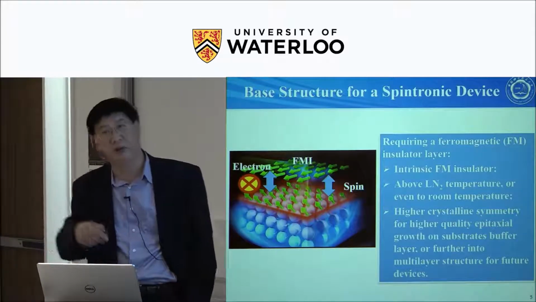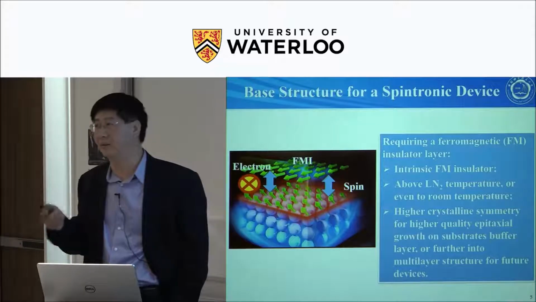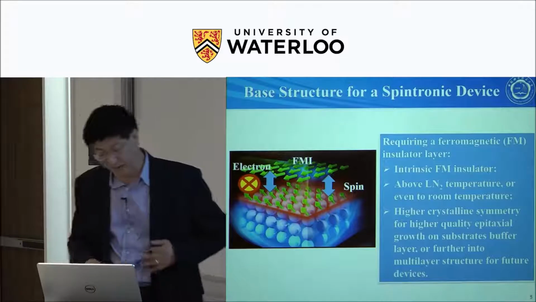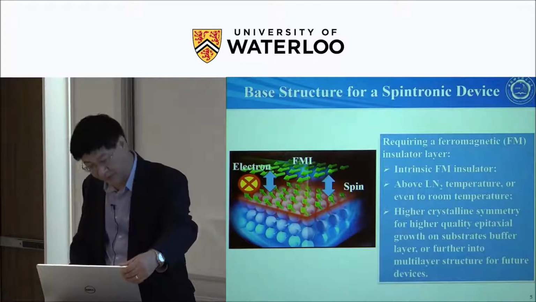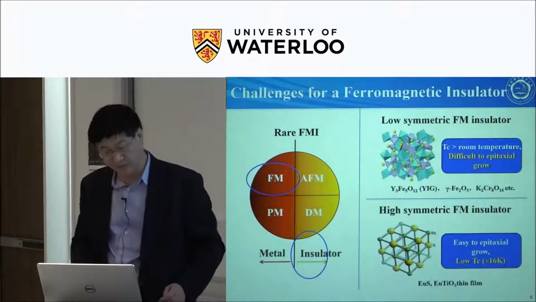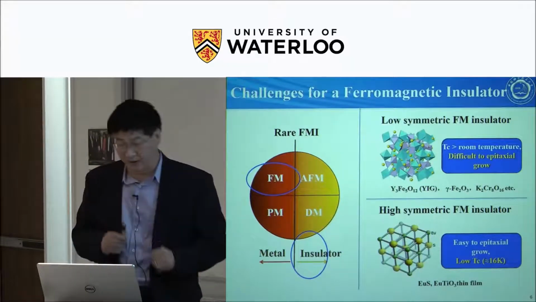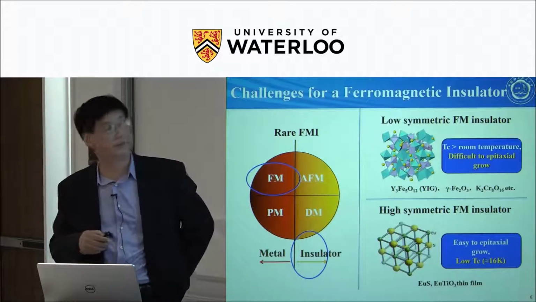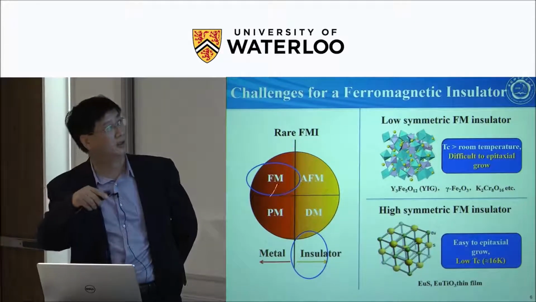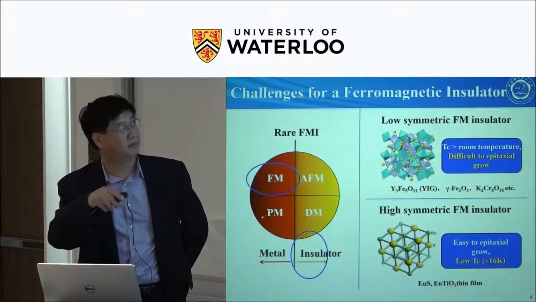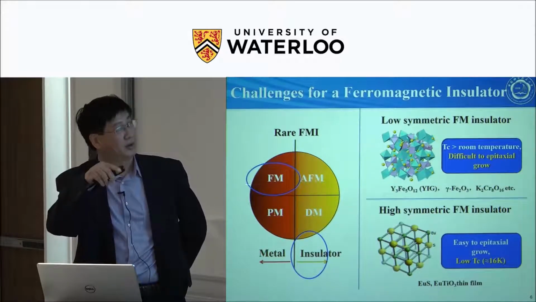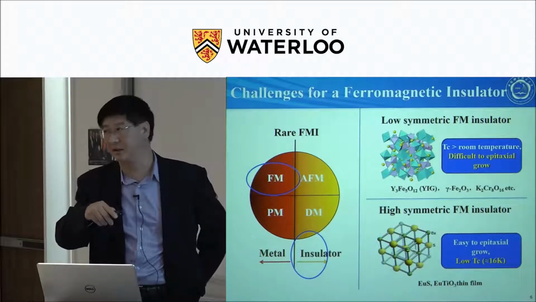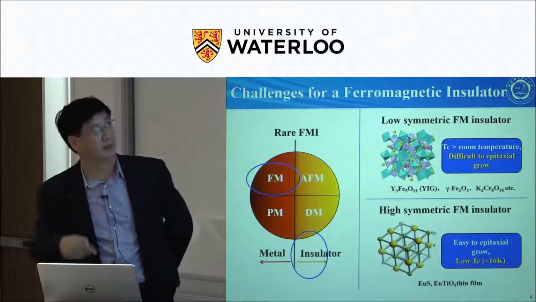Again, if you want to make superlattices in the future, you want to make devices, you need these highly symmetric crystalline structures. So we need to grow them into the superlattice. Well, ferromagnetic insulation is naturally a problem. If we look at this here, this is AFM, this is FM, this is PM, this is DM. Naturally, the ferromagnetic is on this side, and the insulation is on this side. We have to put them on one side.